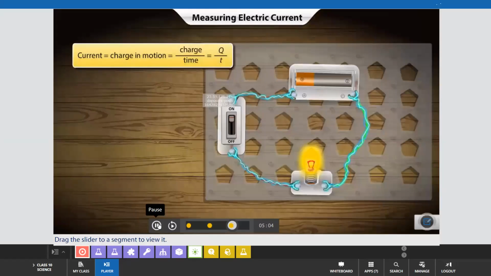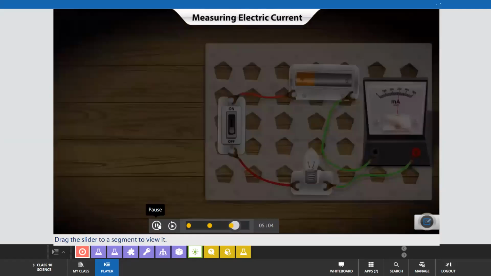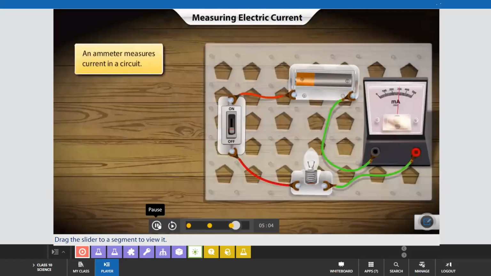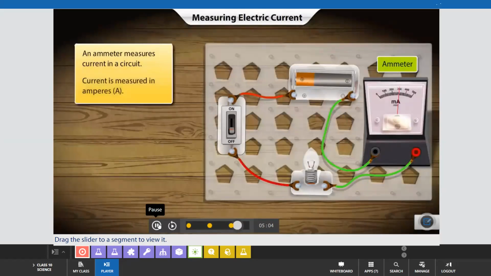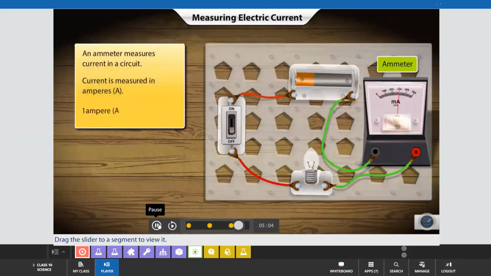Current is defined as the rate of flow of charges. Simply put, current is a measure of how fast charges flow through a circuit. To measure the current flowing through a circuit, connect an ammeter in series. Use the unit ampere to express electric current. 1 ampere of current is equal to 1 coulomb of charge flowing through a circuit in 1 second.